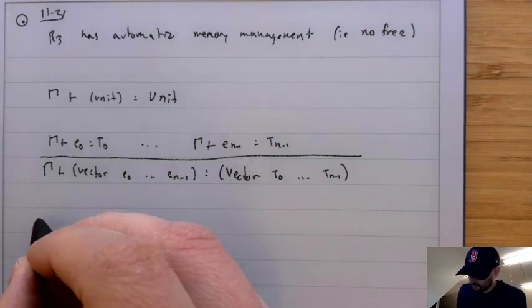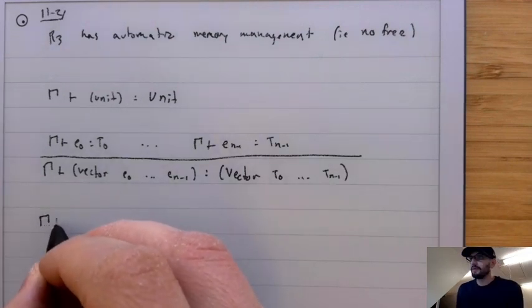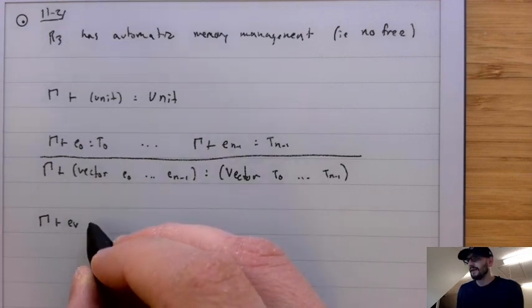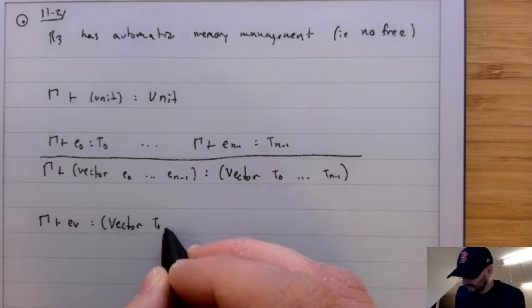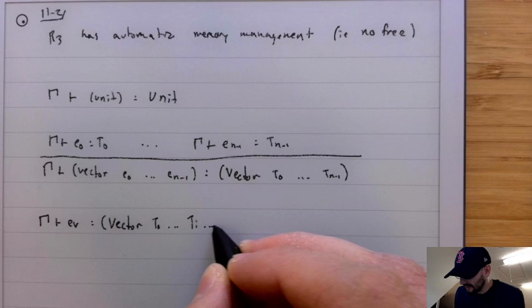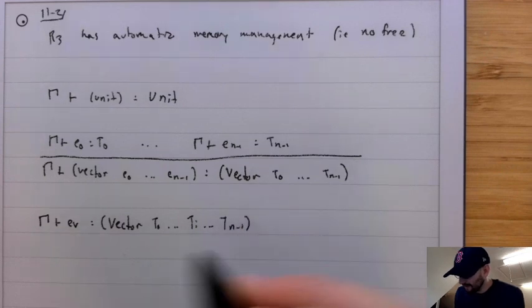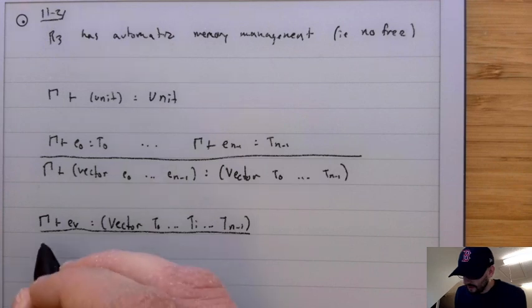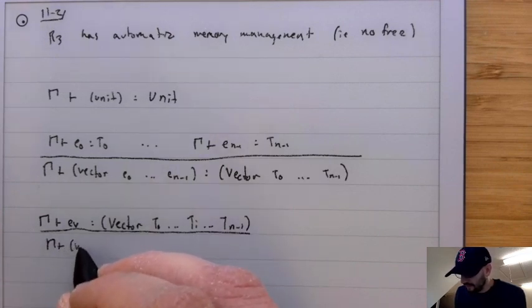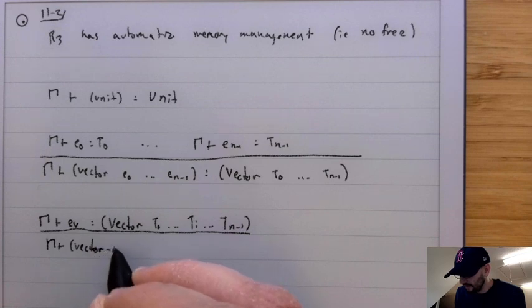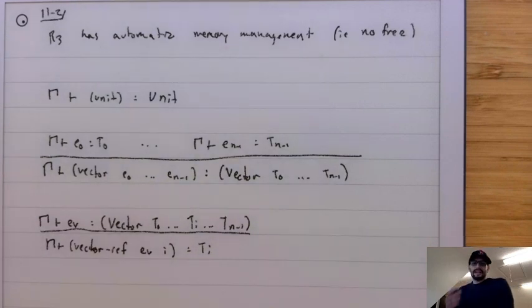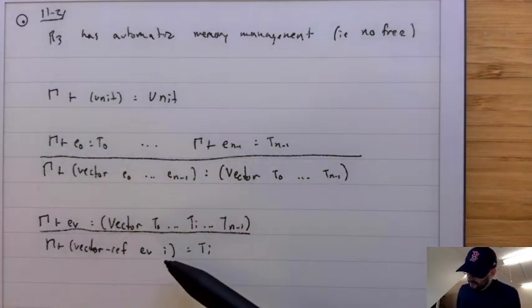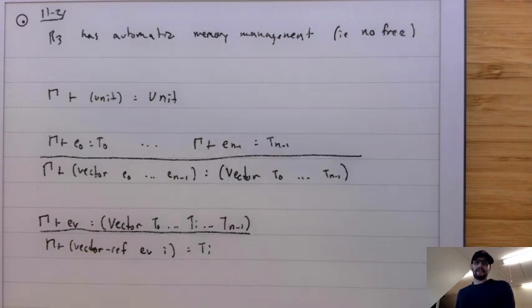All right, next we're going to have the rule for referencing. So if gamma proves that ev has the type vector of t0 dot dot dot ti dot dot dot tn minus 1, then we can conclude that gamma will prove that vector ref of ev i has type ti. So all this says is that when you look at a vector ref, there is a constant number, and we can just read off whatever the appropriate type is.